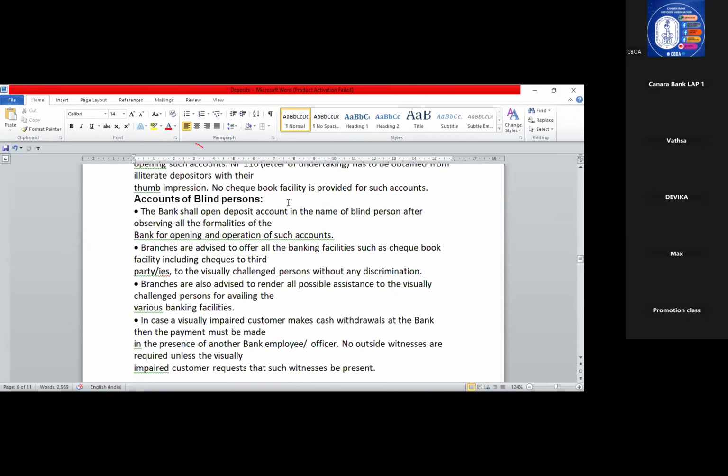Okay, accounts of blind persons. I told blind persons should be treated as normal persons as per RBI guidelines. We should extend all the facilities to the blind persons as we are giving to the normal person. Okay, we can open a deposit account, we can give a checkbook, we can give net banking, we can give mobile banking, and all the facilities we can give. Okay.